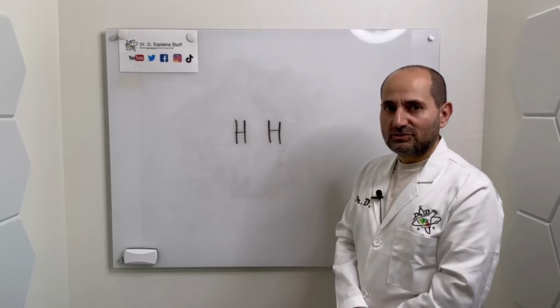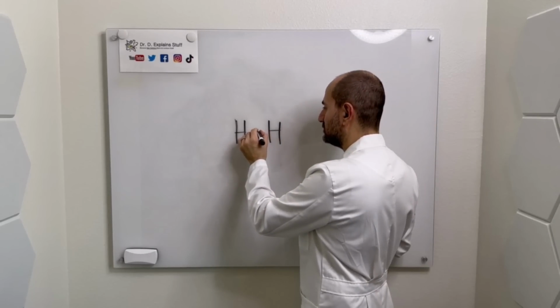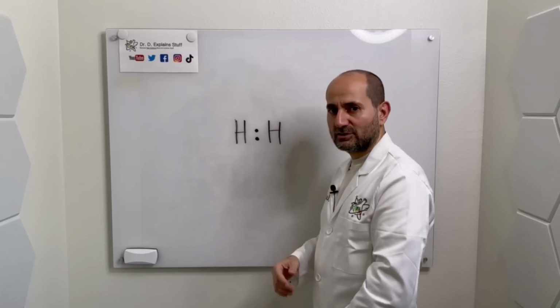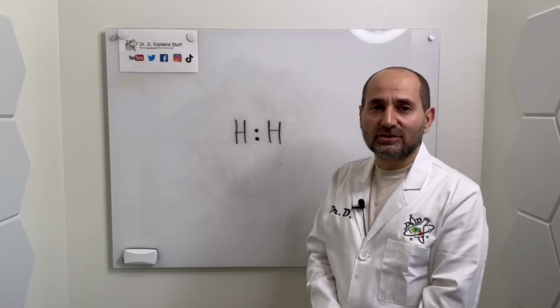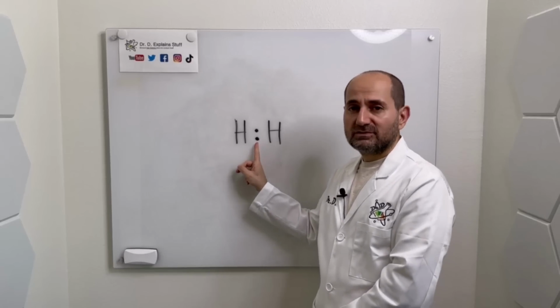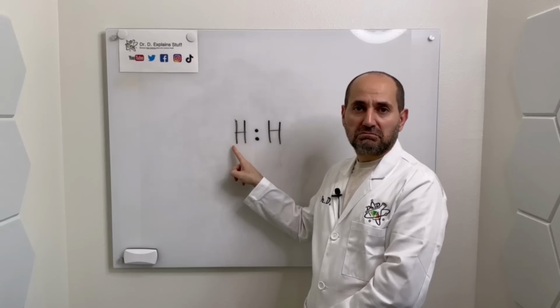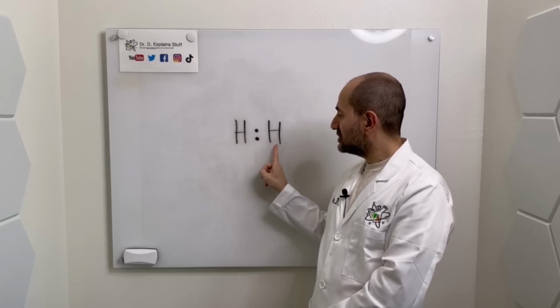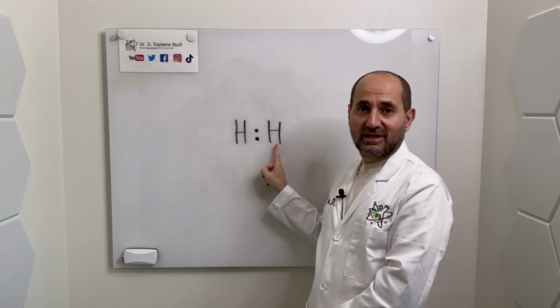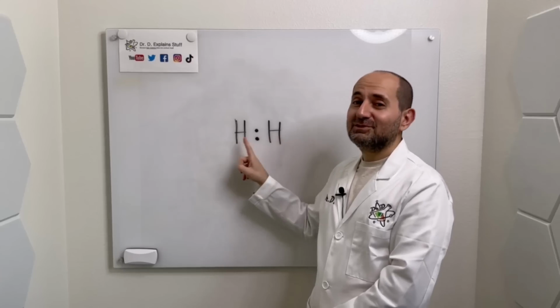But let me ask you this. If these 2 hydrogens are sharing these 2 electrons, and they're both equally greedy for the electrons, are those electrons going to spend too much time with this hydrogen? Probably not. Are they going to spend too much time with that hydrogen? Probably not. So the electrons are going to be shared evenly.